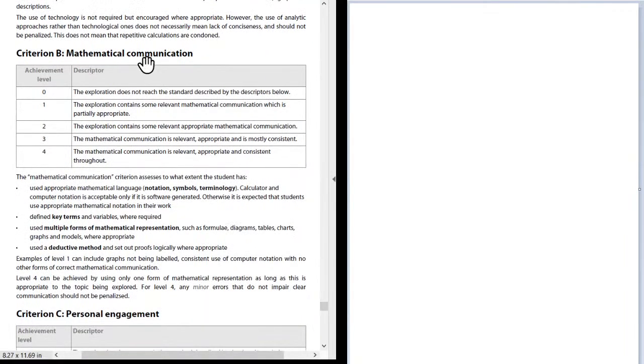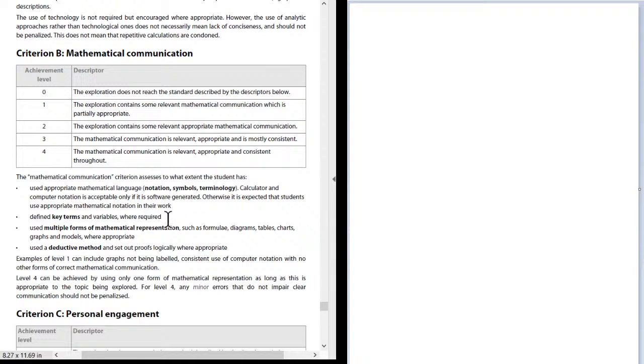Criterion B is mathematical communication: to what extent the student has used appropriate notation. Calculator and computer notation is acceptable only if it's computer generated. If you take a screenshot of a graphing calculator, then you can use calculator notation. But if you're just presenting your work, for example typing it in a document, then you need to use proper math notation. You need to define key terms and variables.